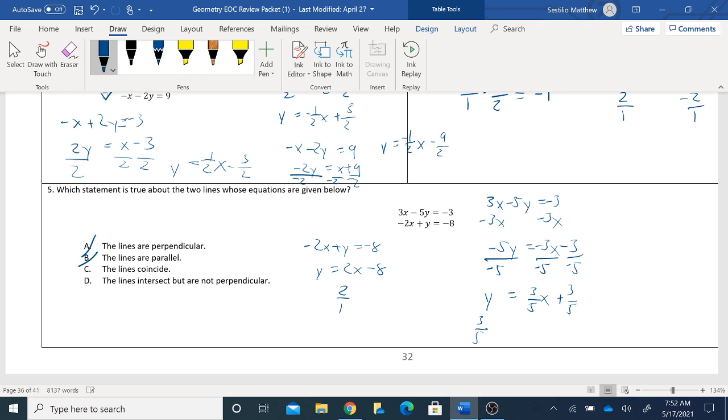The lines coincide, it means they are the exact same line. So how you would know that is that if you have y equals 2x minus 8 over here, you'd have y equals 2x minus 8 over here. They have to be the same exact equation. So they do intersect, but they're not parallel. Any lines that are not parallel will intersect. They're always going to intersect if they're not parallel. Perpendicular means they meet at 90-degree angles. This would have to be negative 1 over 2 for these two slopes to make a 90-degree angle, and they're not. So the answer is B.